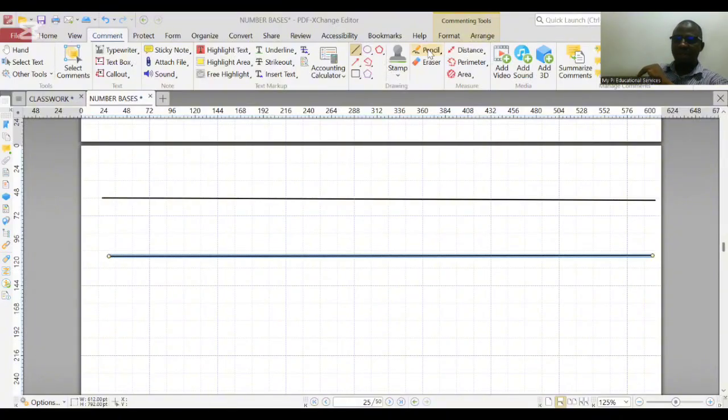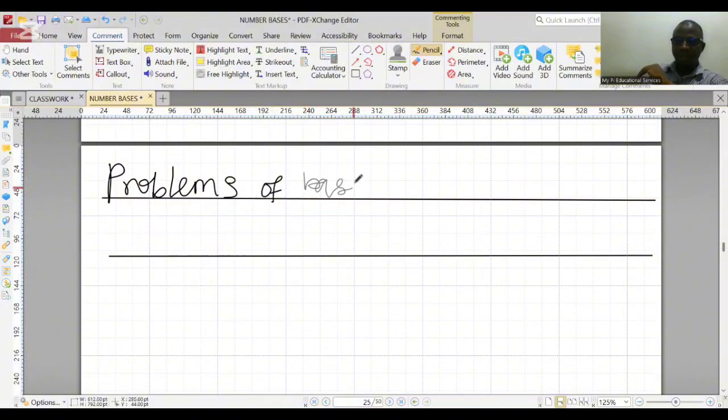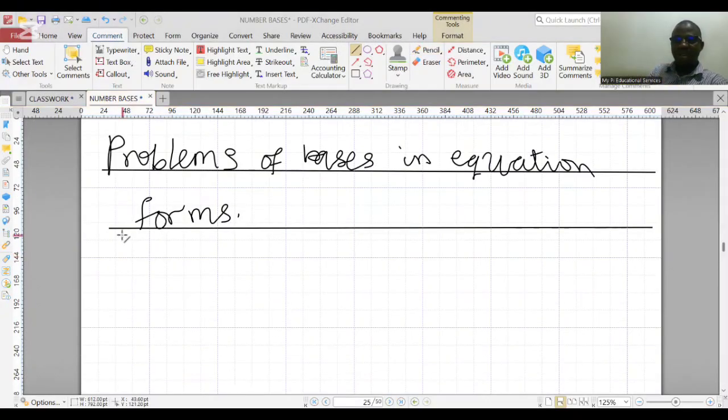So the concept is problems of bases in equation forms. So we're going to have like 5 examples. So we should be in different videos. So look at example 1 here.